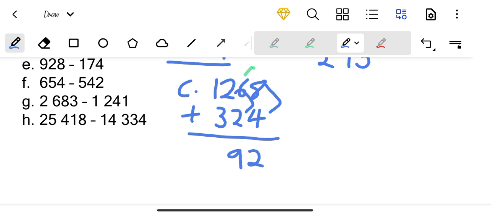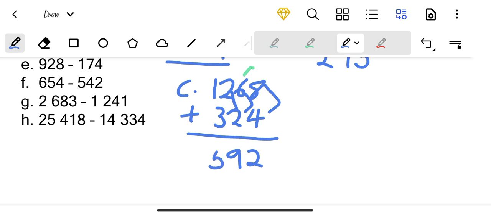Okay. So 2 plus 3 is going to give me a 5. So I write my 5 there. And then 1 plus empty, I write my 1 there. So that's the answer for C. I hope that made sense.